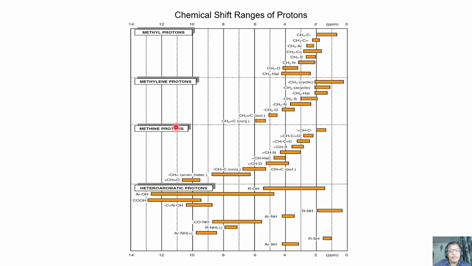Methine protons, CH protons, for example conjugated ones, can come anywhere between 6 to 9 ppm. Aromatic systems can come anywhere between 6 to 7 or 8 ppm. So by and large, they have been classified over different ranges for different protons and different functional groups, where it comes, everything is classified.